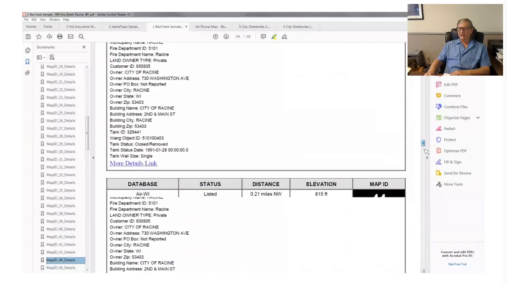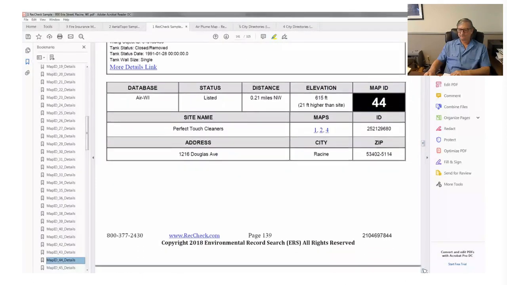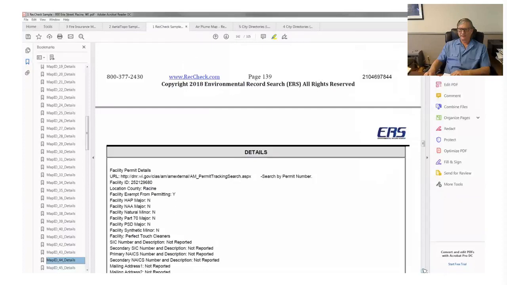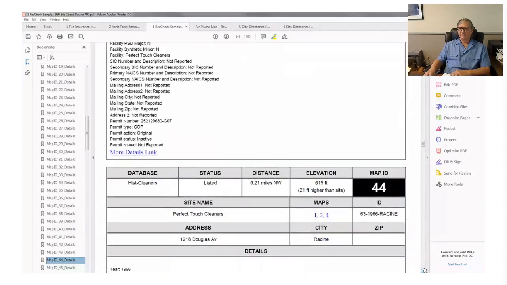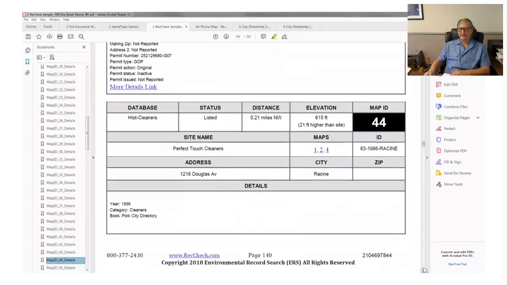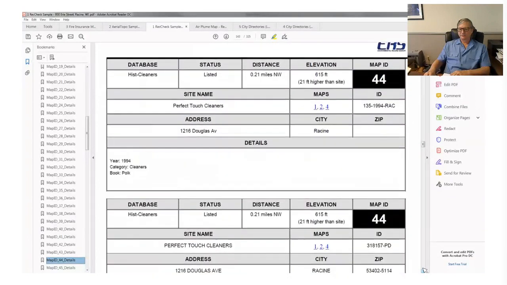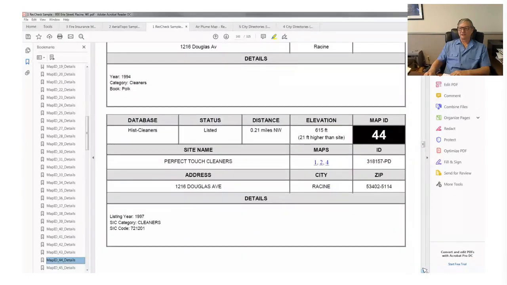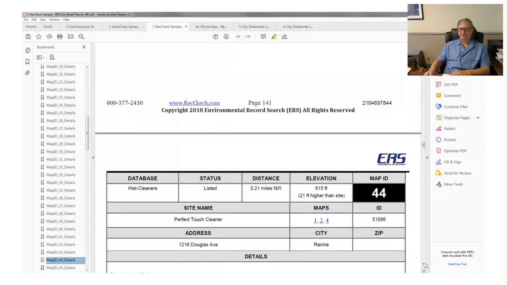Well, the good thing about Perfect Touch cleaners is they're at least got an air permit. What bothers me a little bit is we got them in history going way back, 94. And this is great history, 94.